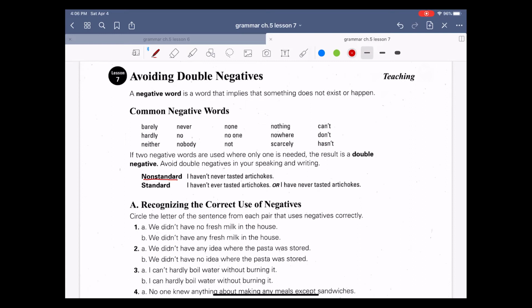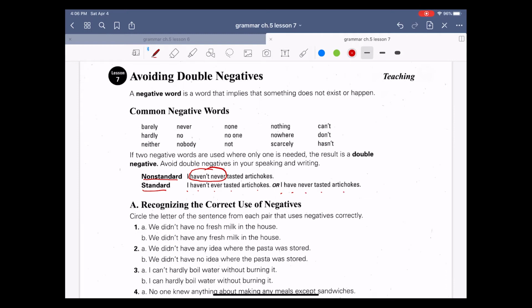Non-standard: I haven't never tasted artichokes. The problem exists right here. Haven't, never, both negatives. The standard way of saying that would be, I haven't ever tasted artichokes, or I have never tasted artichokes.